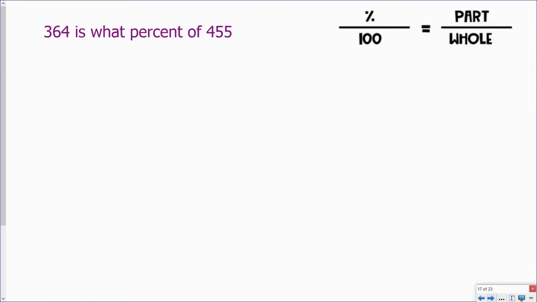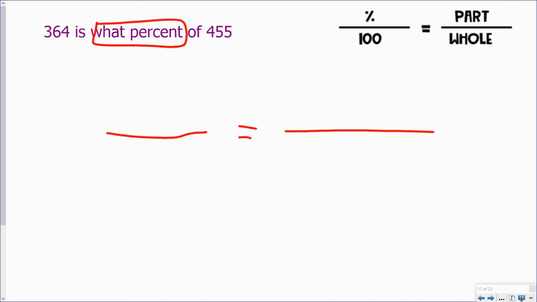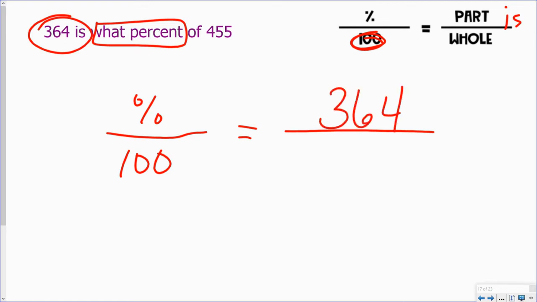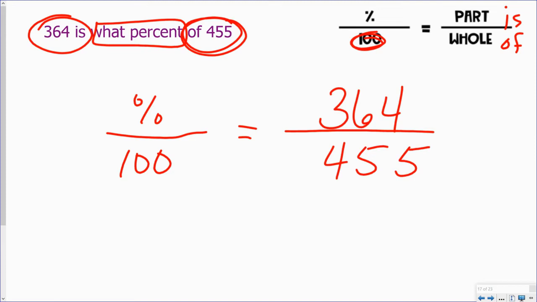Here's another problem. Again, set up my proportion, looking for the percent because it says what percent. That's always over 100. My part is a lot of times represented by the word "is." Here it says 364 is, so 364 would be here. Then the whole is a lot of times represented by the word "of." Here's of 455, so my 455 would be here.